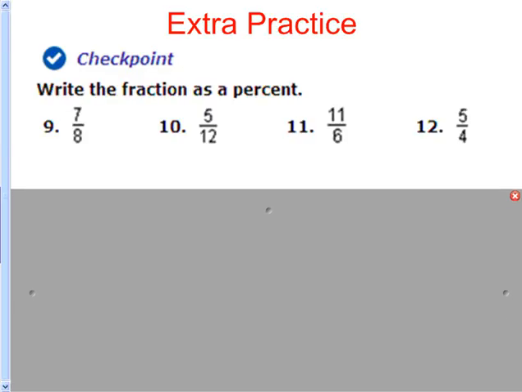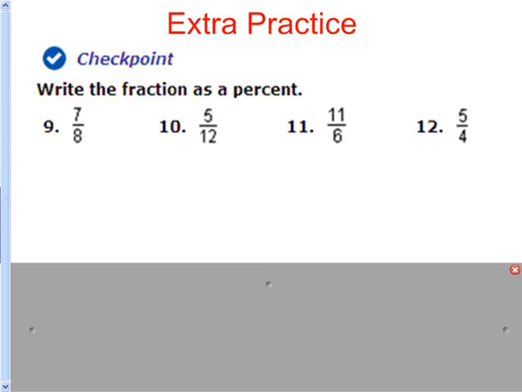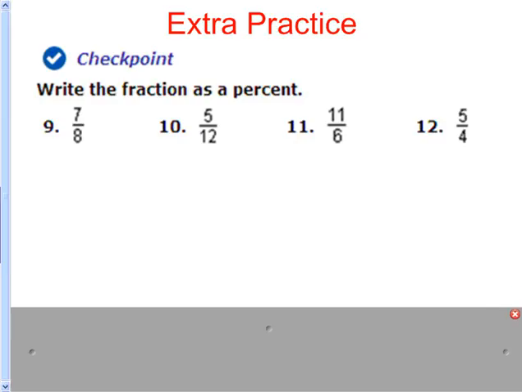Now, again, at this point, if you're feeling like this makes perfect sense to me, I'm ready to go do my checkpoints in my note-taking guide, you go right ahead. I'm going to go through a couple more examples for those who would like additional practice. In fact, it might be a good idea to try one on your own and then see what I get. Let's go through number 9. 7/8 means 7 divided by 8.